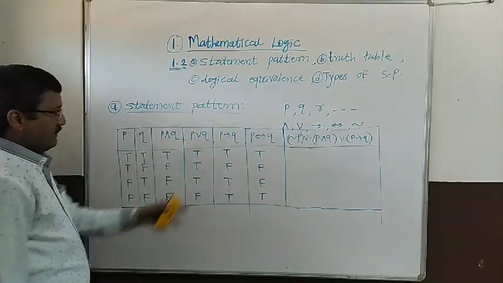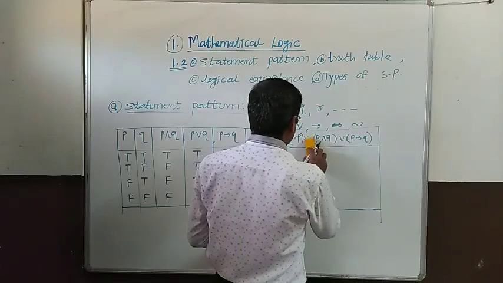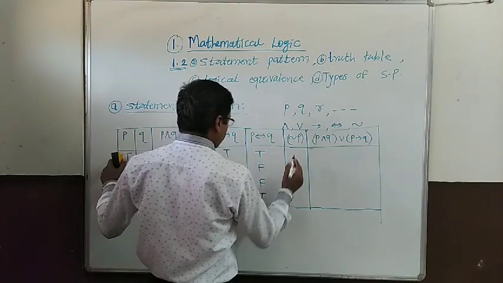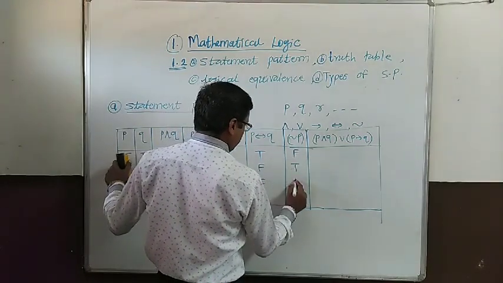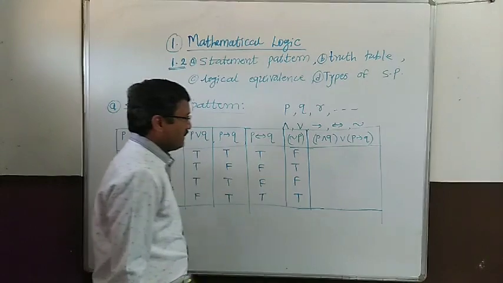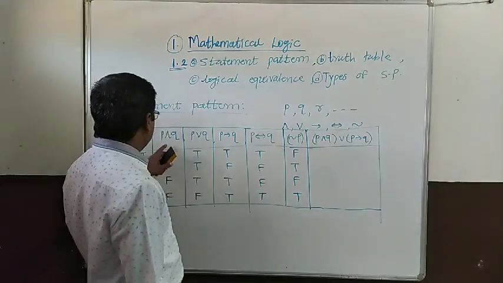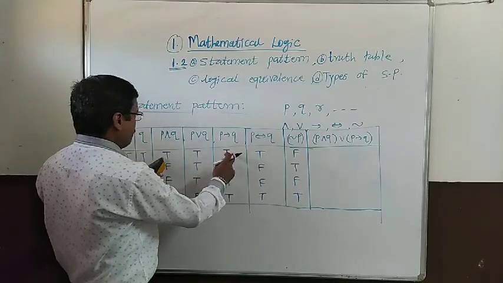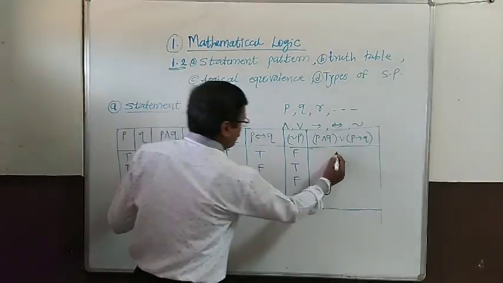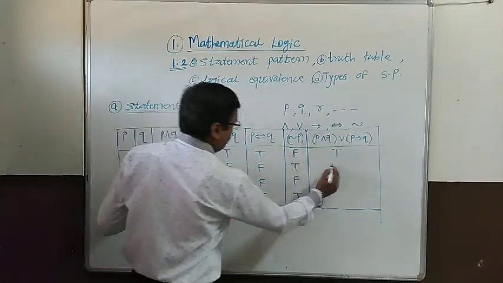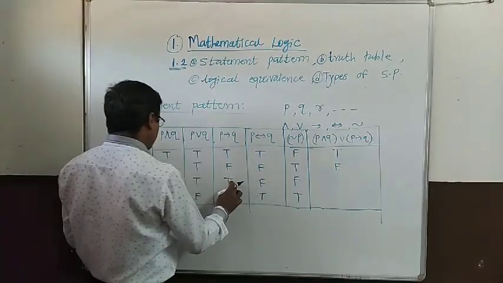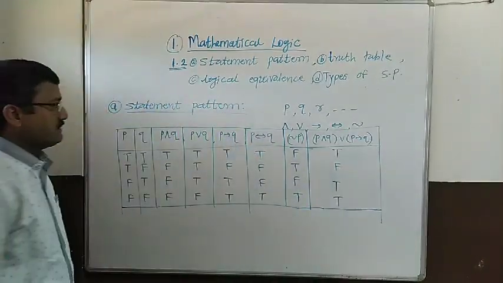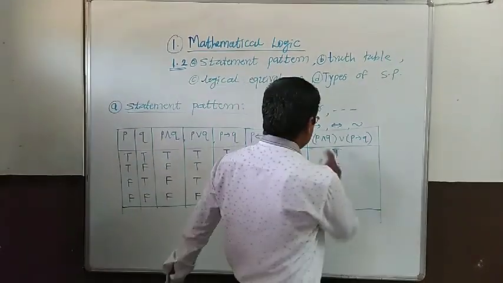Then let us see this. Negation of P. Negation of P means opposite of this, that is F, F, T, T. Let us find the truth value of this. P and Q and P implication Q. It's disjunction. Disjunction means we will find the T. Both are T, so we get T. Here one, both F, so F. One T, here is also one T, so T. So this is the truth value of this statement pattern.